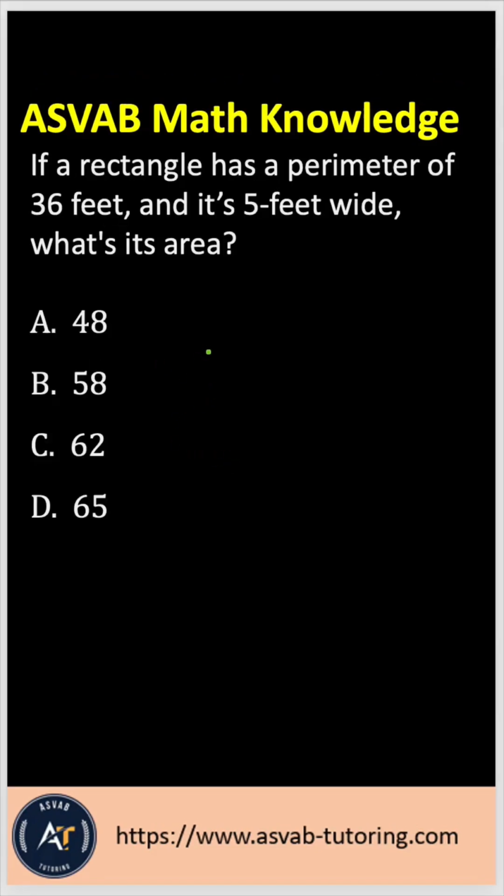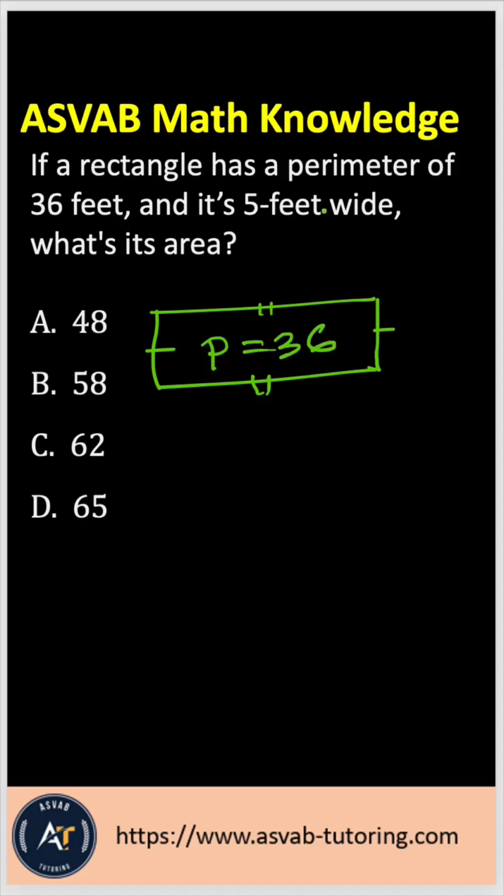Let's practice another very important question for the ASVAB test. The question says, if a rectangle has a perimeter of 36 feet and it is 5 feet wide, what is the area? So let's draw the figure first. This is a rectangle, right? And you know a rectangle is a four-sided shape and opposite sides are the same. That means this side and this side are the same, this side and this side are the same. The perimeter means adding all the outside sides, and the area is inside, right? So the perimeter here is 36 and the width is 5, right?